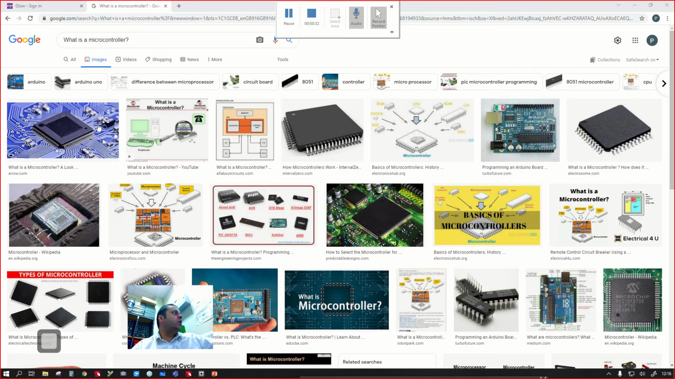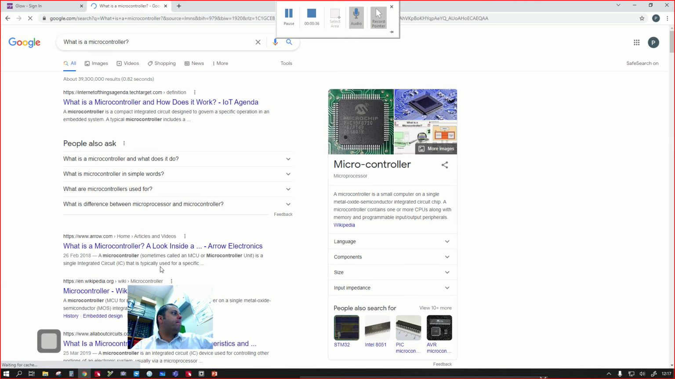If you search for what is a microcontroller on Google, you'll get microchip, microcontroller, microprocessor. These are all words that mean the same thing essentially. A microcontroller is a small computer on a single chip. A microcontroller contains one or more central processing units along with memory and programmable input-output peripherals. Now, a lot of horrible language in there.